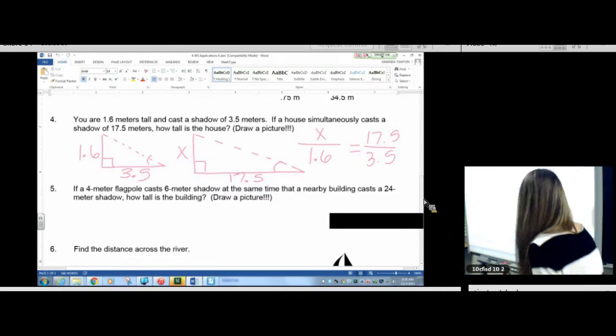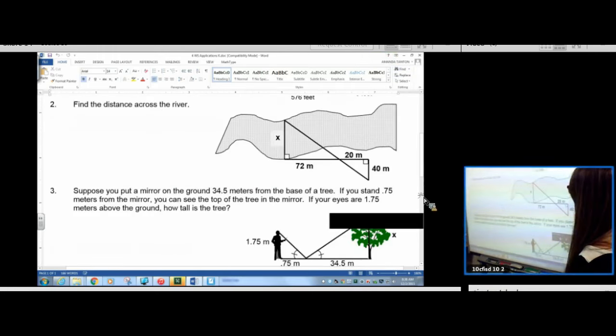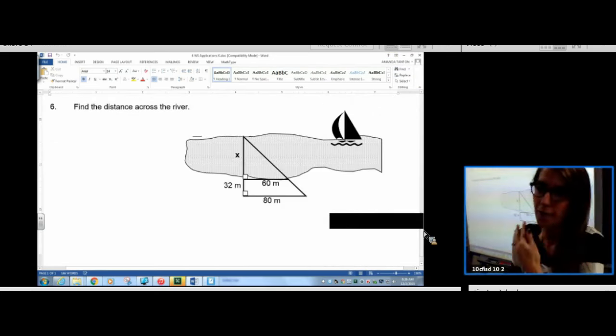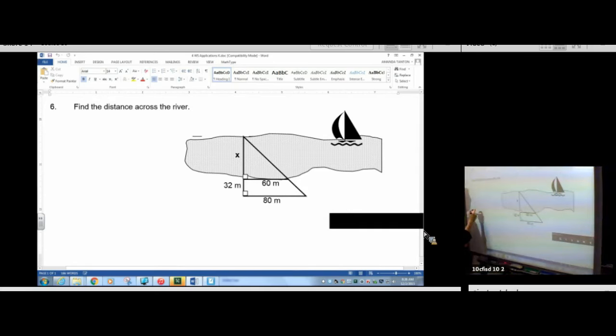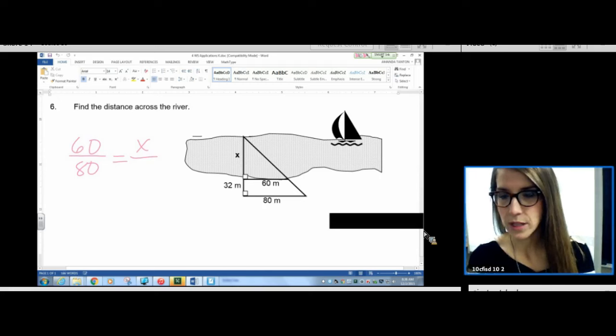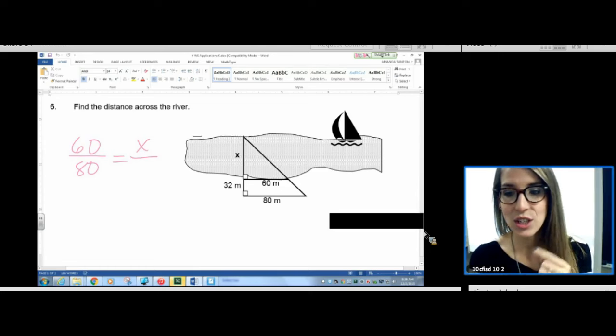Okay? Last one, number 6. Find the distance across the river. Alrighty, this was probably the hardest one on the worksheet because there's a little bit of algebra involved. So if I said 60 is to 80 as x is to, this is where you need to be very careful. I need every student staring at this problem because this is where people make mistakes. 60 is to 80 as x is to, and you would not say 32. You would say the whole side.